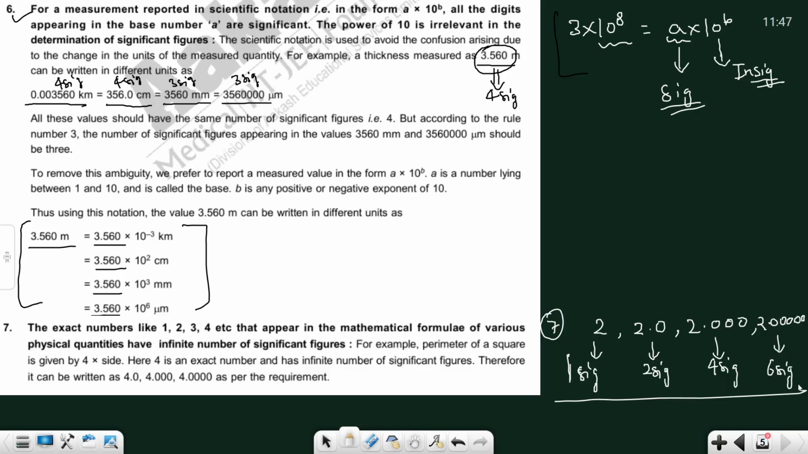So you will take only that number of significant figures which is required in the final answer, or which has been mentioned in the question, up to which significant figure you have to give the answer. Okay, done.